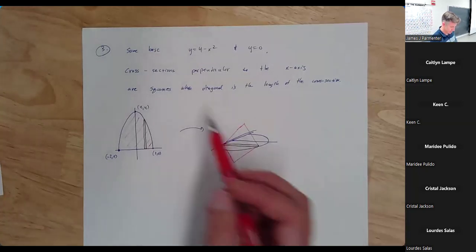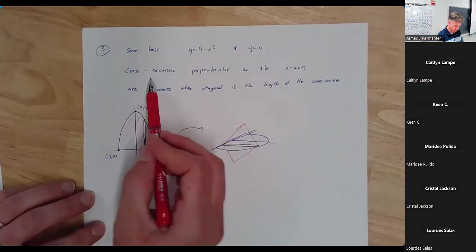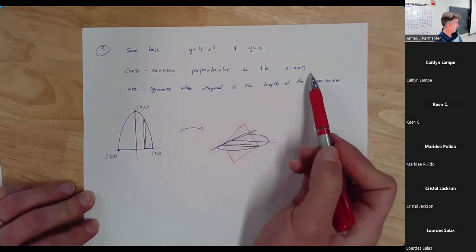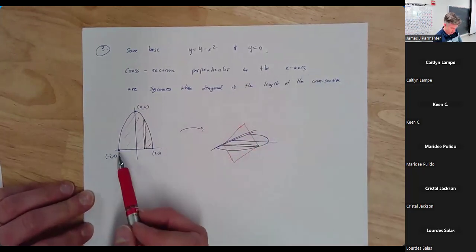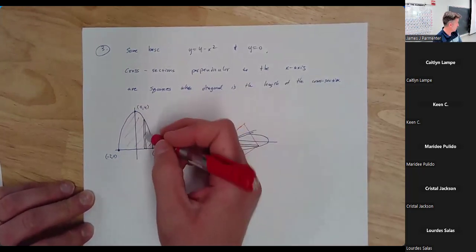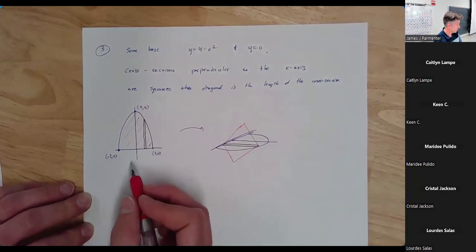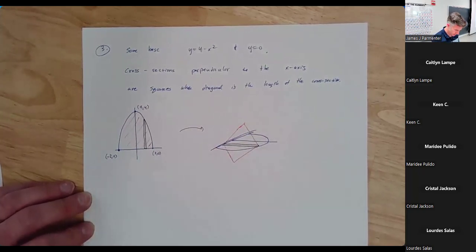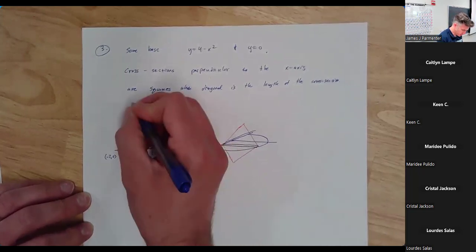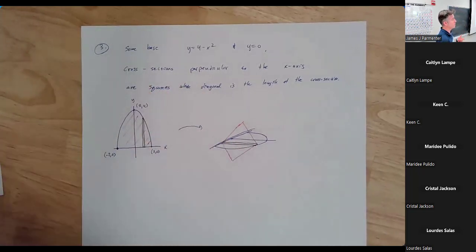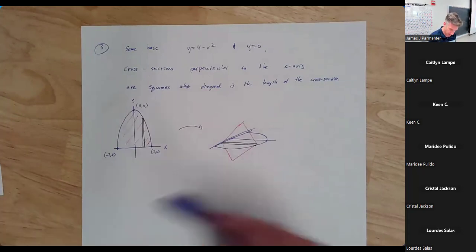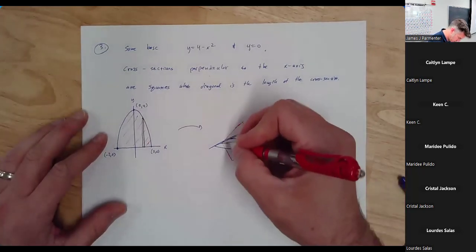Right. So they specifically say our cross sections are perpendicular to the x-axis. So since I had to draw a vertical strip that is perpendicular to the x-axis, that's how we know. But yeah, for these types of problems, they're usually spelling out which axis the cross sections are perpendicular to. So there's my funky looking square.